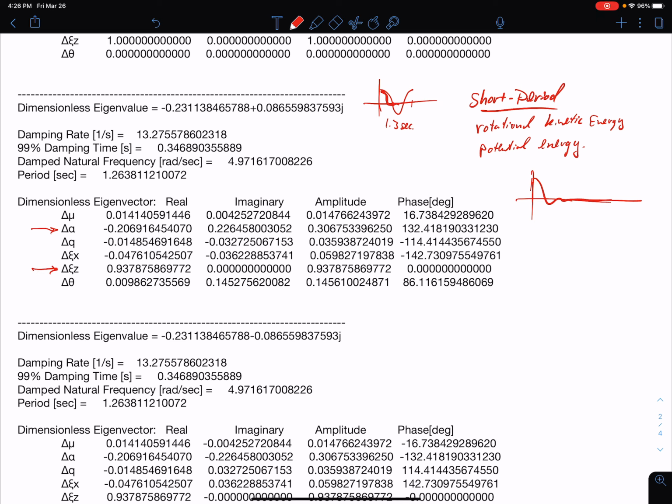Remember, our lift is related to angle of attack. So we have a rapid change in angle of attack, we have a rapid change in lift, and that lift then changes our altitude. In fact, we can see the relative phases of these. This here is the phase relative to the largest component. So alpha and z are about 180 degrees, almost perfectly out of phase.